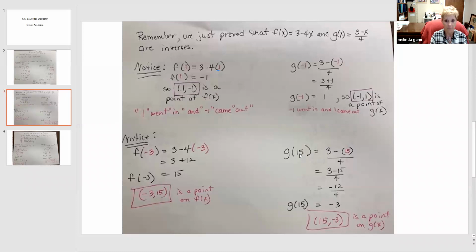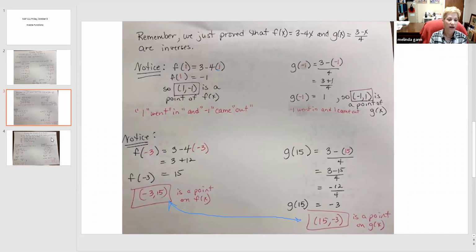If I put a 15 in there, so I'm going to this x on this g, and I put a 15 in there. Well, 3 minus 15 is going to give me -12, and -12 divided by 4 is -3. So do you see that when you have inverses, you can check to see if you're right, because the x and the y should switch on the inverse, and sure enough it does. Same thing here. If the point 1, -1 is on this one, -1, 1 is going to be on that one. So do you understand, if you had the point 1, 4 on the inverse, you would have the point 4, 1. If you had the point 0, 2 on its inverse, you would have the point 2, 0.